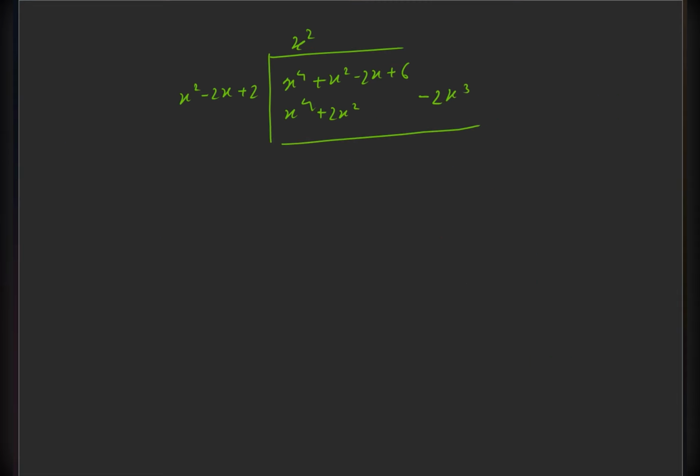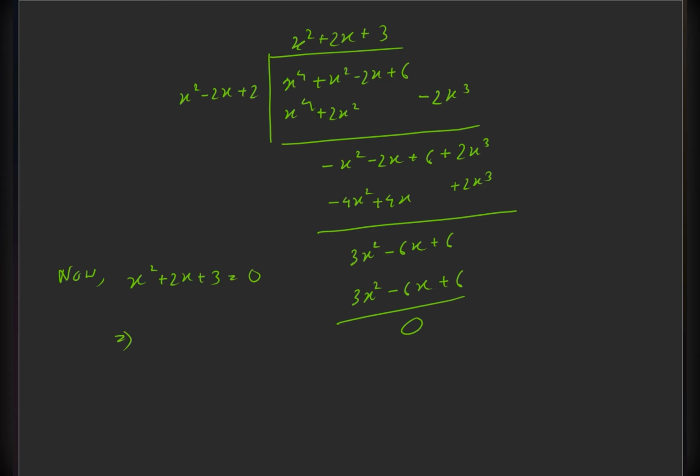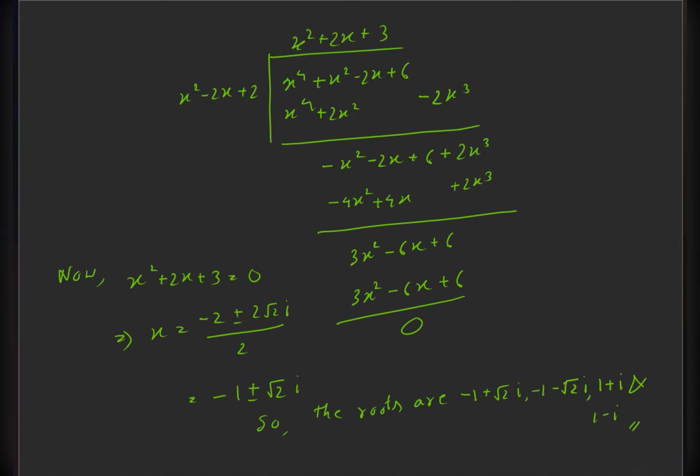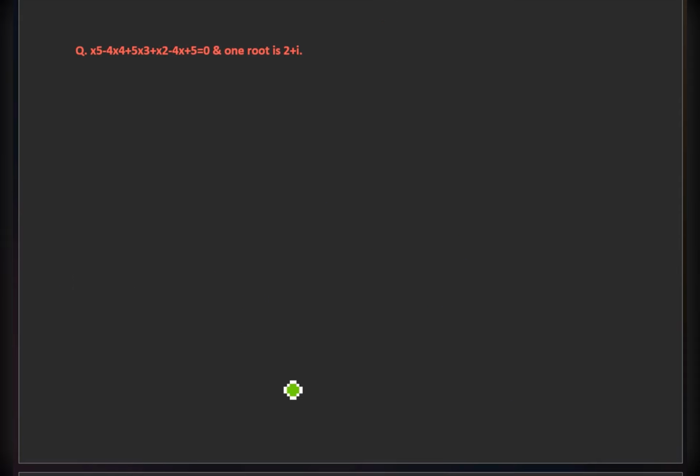So now we have to divide the given equation by the factor. So we will get x square plus 2x plus 3. So we will get the value of x as minus 1 plus minus root 2i. So the roots are minus 1 plus root 2i, minus 1 minus root 2i, 1 plus i, and 1 minus i. So let us solve another problem.